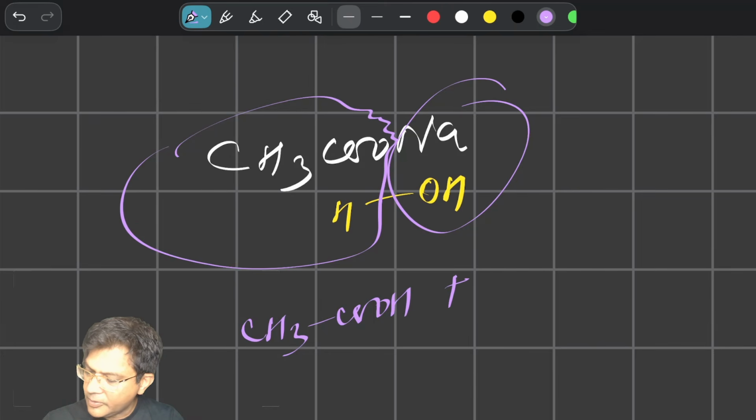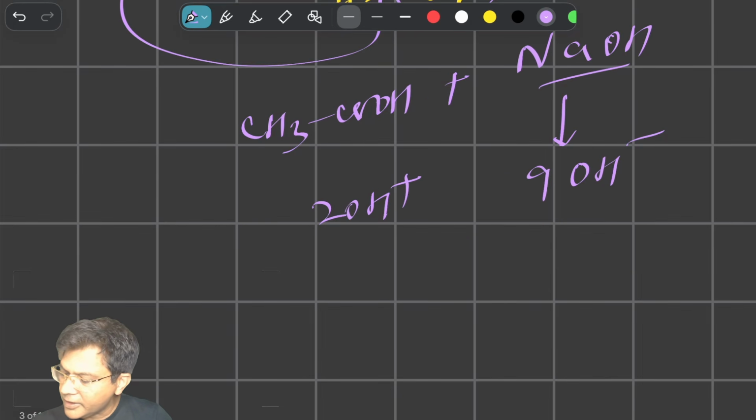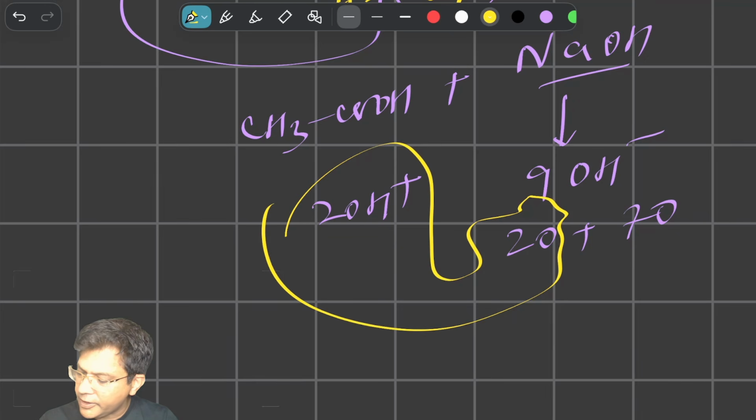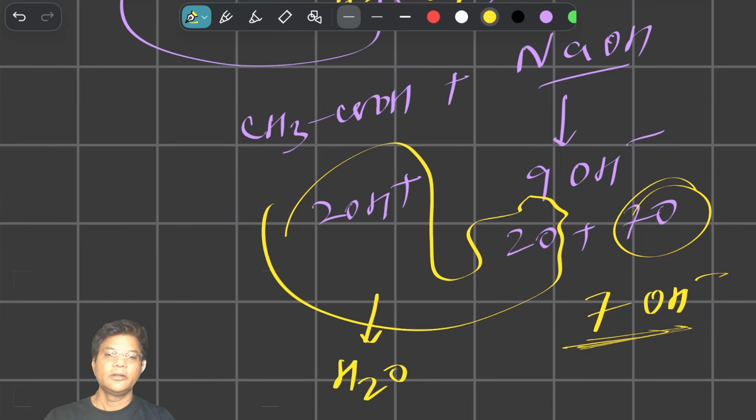Acetic acid is a weak acid. It can ionize a maximum of 30%, while NaOH will ionize more. Suppose it has given 90 OH negative ions and this has given 20 H plus ions. Can I bifurcate 90 as 20 plus 70 OH negative ions? So 20 of H plus will kill 20 of OH negative to form water. The rest 70 OH negative will make this solution basic, and its negative charge is why we say anionic hydrolysis. Got it?